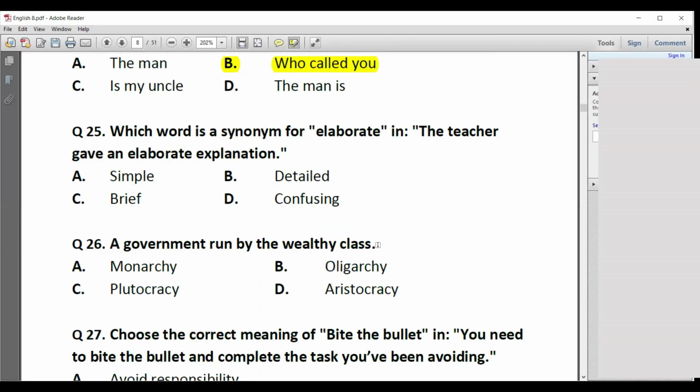Question 25. Which word is a synonym for elaborate in "The teacher gave an elaborate explanation"? A. Simple. B. Detailed. C. Brief. D. Confusing. The correct option is B. Detailed. Elaborate means something that has been explained or shown in great detail.